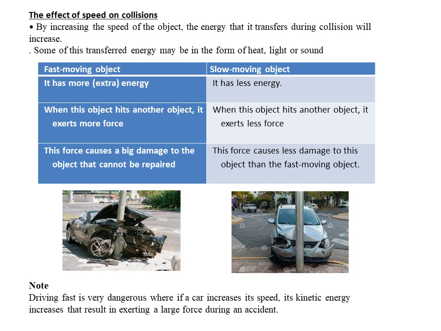The force of the fast moving object will cause big damage to the object that cannot be repaired. But a slow moving object exerts a force that causes less damage than the fast moving object. That's why driving fast is very dangerous, where if a car increases its speed, its kinetic energy increases, which results in exerting a large force during an accident.